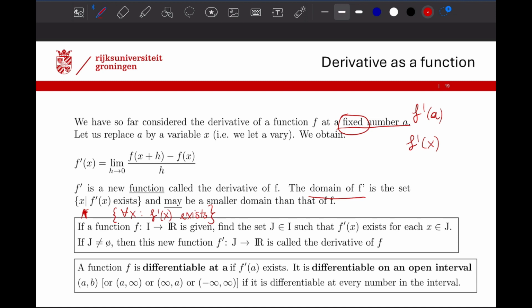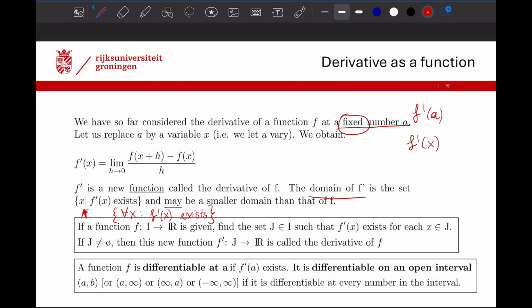Like this. And it may be a smaller domain than that of f. So the domain of the original function f and the domain of the derivative are not always the same. And this actually should not come as a surprise because we have seen the case in which f of x is equal to the absolute value of x. In that case, we had a function that was defined on R, and then we found out that the derivative did not exist at x equal to 0. So in that case, the domain of f prime is not the same as the domain of f. So sometimes they do coincide, sometimes they're not.